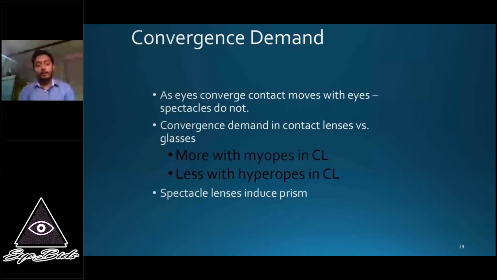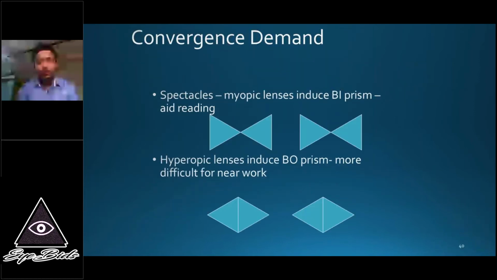What about the convergence demand? Here it is written: more convergence in myope with contact lens, and less in hyperope with contact lens. It is very easy to understand if you see this image. The first one is for the concave lens and the second one for the convex lens. We know if anybody is myope, we use the concave lens, and the prism in the concave lens is apex to apex, and in the convex lens it is base to base.